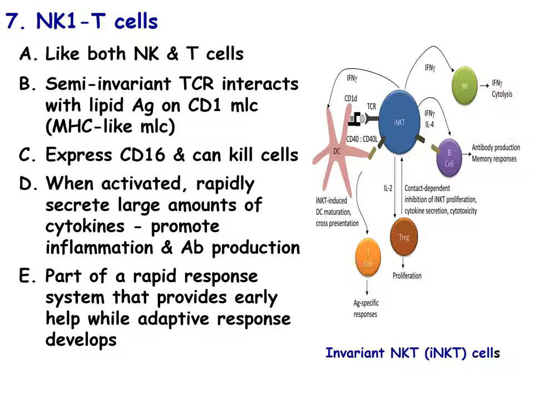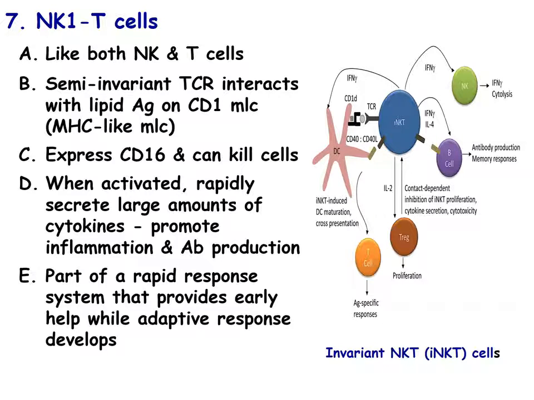And what they do is they enable these cells to recognize a lipid as opposed to a protein antigen on a CD1 molecule that's going to be on the cell, much like an MHC-like molecule. So these NK1 or NKT cells also express CD16 and can kill cells. And when activated, they secrete a ton of cytokines, which will promote inflammation and antibody production.